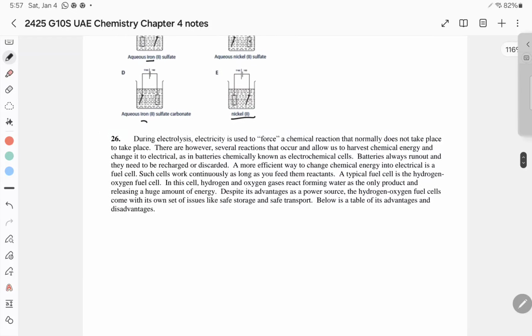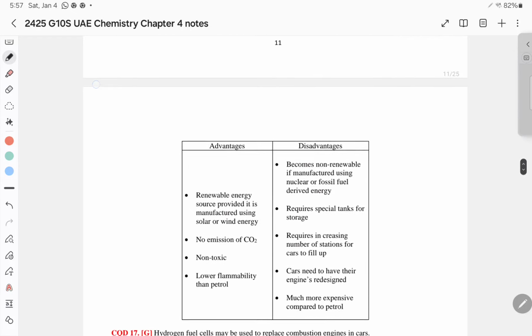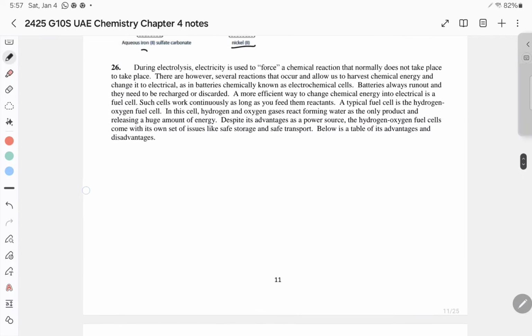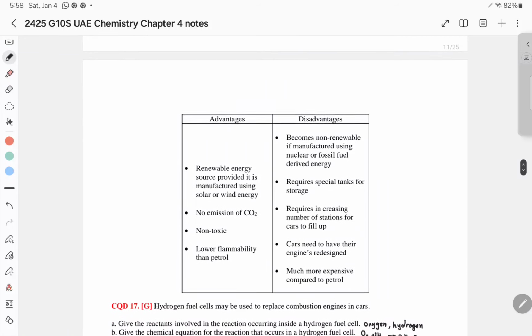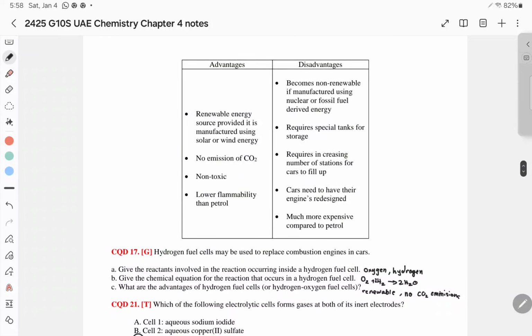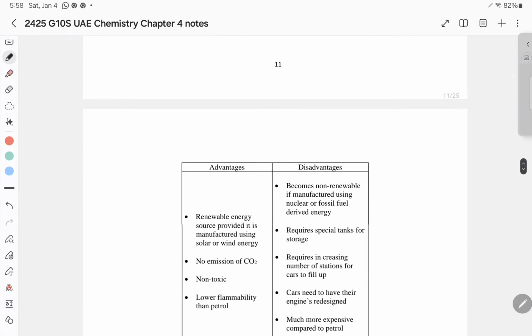And this paragraph, just read it and read the advantages and disadvantages, because this really can't be explained. It's just telling you about a different thing to replace a different type of renewable energy, and it has advantages and disadvantages like others. And you answer these questions from this table or from this paragraph. You have to read it.